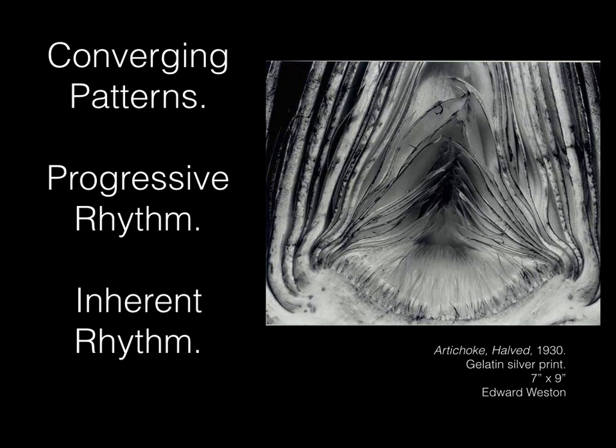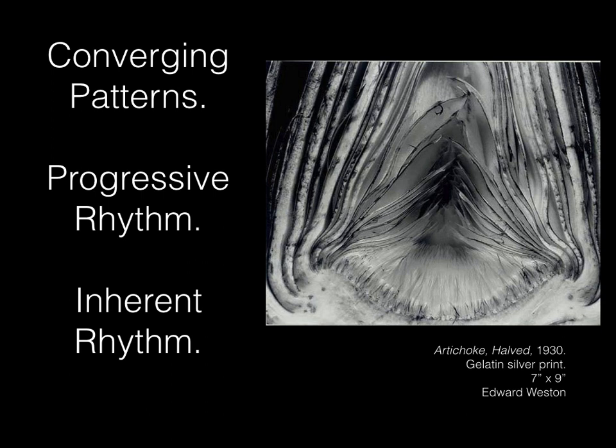All right, converging patterns. This is another type of progressive rhythm, but it's an inherent rhythm. Most progressive rhythms that you're going to come across are found in nature. They can be imitated, like we saw in the last one. That's sort of a natural one as well, but it's also a man-made thing. But there are so many examples of inherent or progressive rhythm in nature.